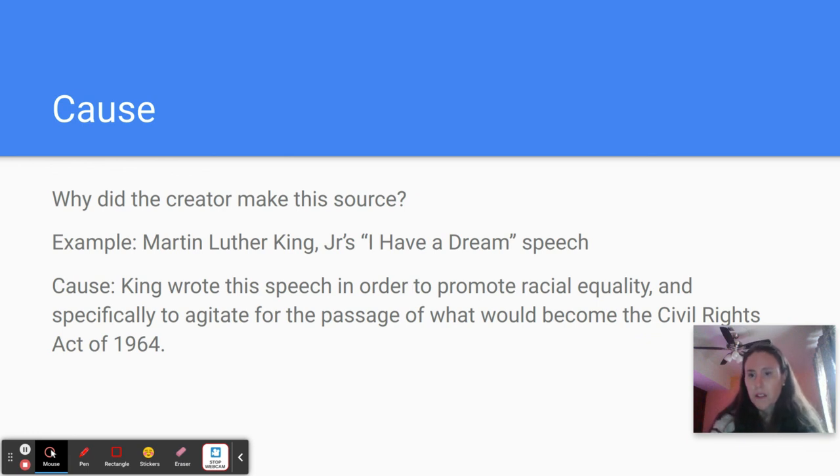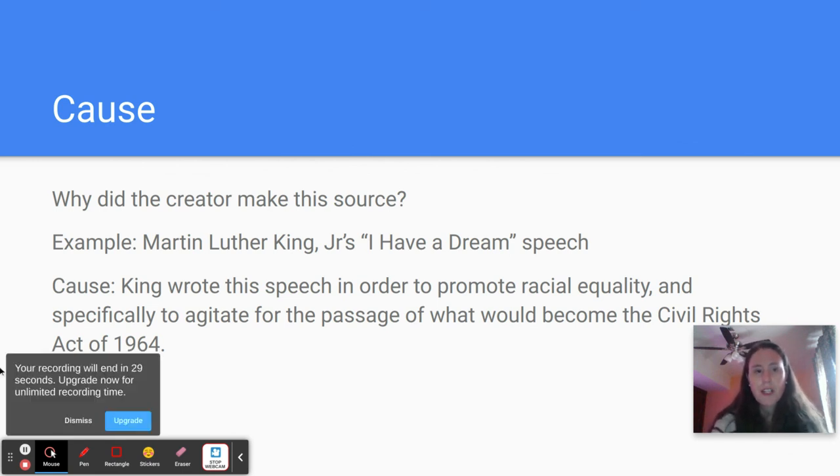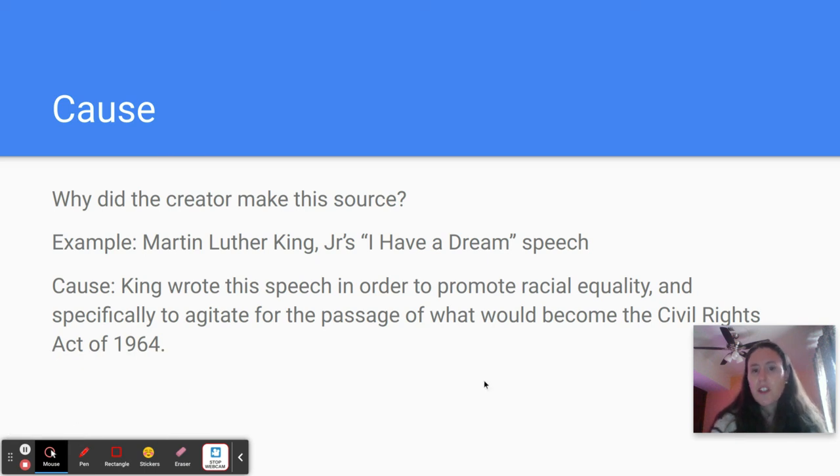The last one is cause. What caused this to be created? Why did the creator make it? For the speech that we're using as an example, it was written to sway public opinion, to get his base excited, to promote racial equality, and specifically to agitate for the passage of the Civil Rights Act of 1964. That's why he wrote it. It may be poetic, it may be a wonderful thing that we study today, but that's not why he wrote it.